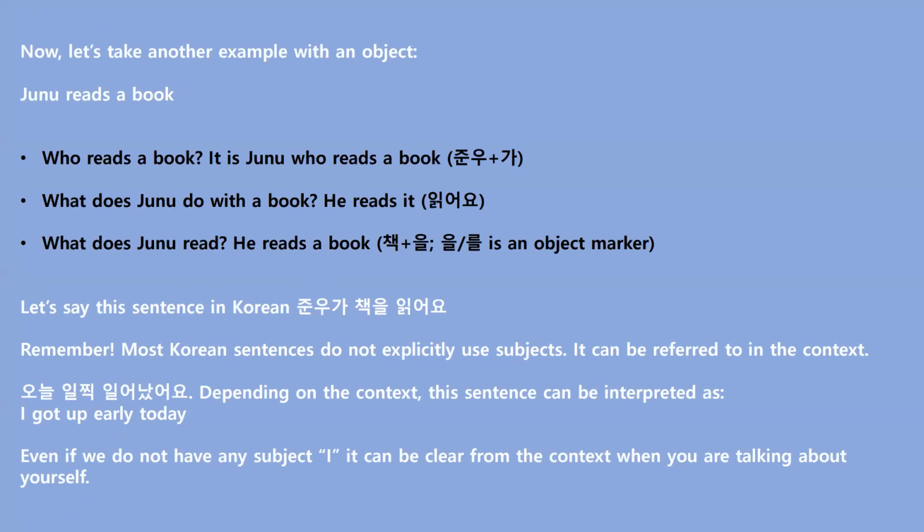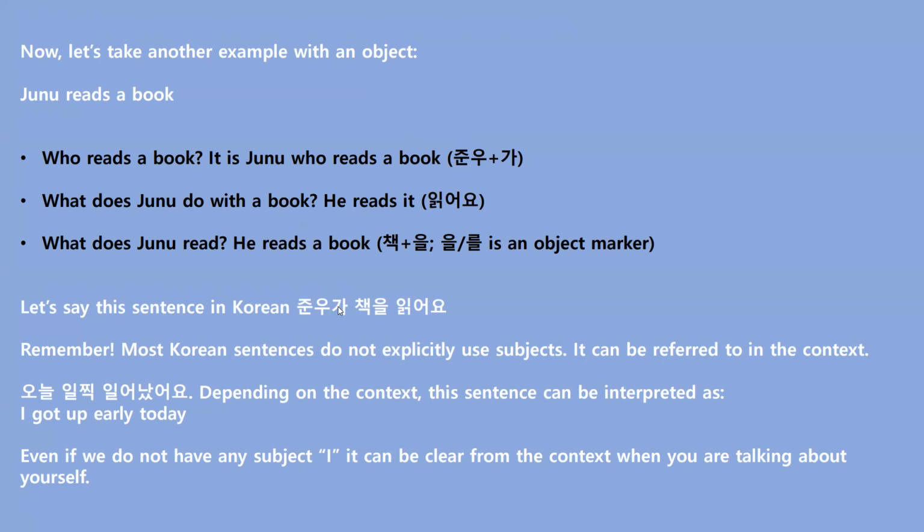And number three, what does Junu read? So what here is a book. He reads a book. Book is an object. So if we translate the sentence, it will look like 준우가 책을 읽어요.